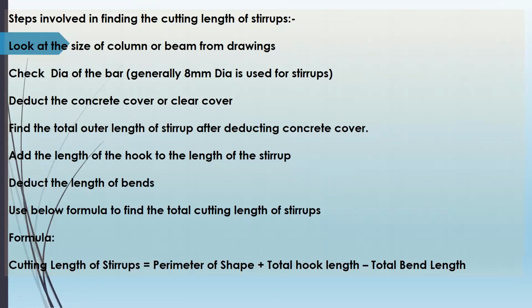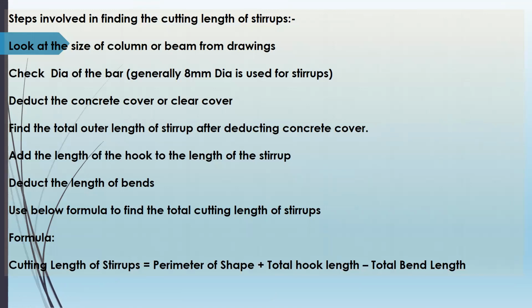There are so many steps involved in finding the cutting length of the stirrups. Let us understand from the beginning. Look at the size of the column or beam from the drawing. Check the dia of the bar; generally, it should be 6 to 8 mm dia stirrups. Deduct the concrete cover or clear cover.